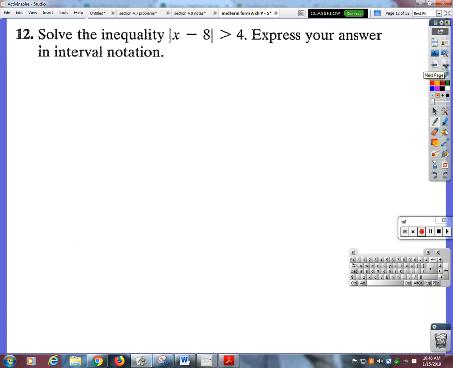All right, next one. Solve the inequality absolute value of x minus 8 is greater than 4. So this sort of relates to what Ben and I were talking about. When you have absolute value, you have to use two equations because the absolute value is a V-shaped graph. So you have to have one equation for each side of the V. So one of the equations is x minus 8 is greater than 4. And in this case, the other equation is x minus 8 is less than negative 4.